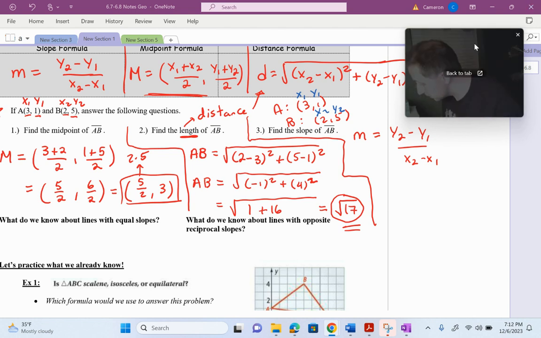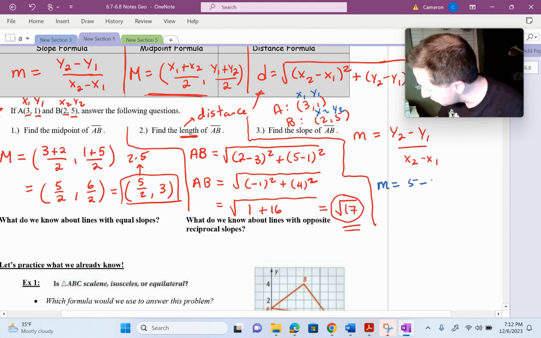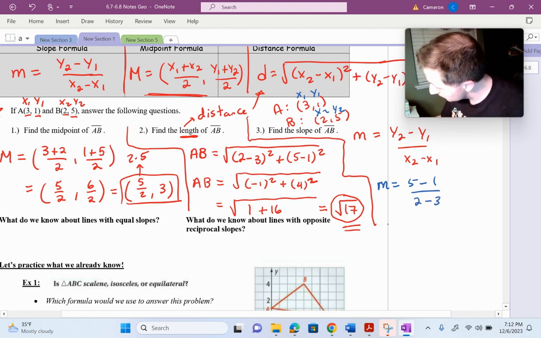Y2 is 5 minus y1 is 1. X2 is 2 minus x1 is 3. And then I'm going to simplify the numerator, I get 4, and I'm going to simplify the denominator, I get negative 1. 4 divided by negative 1 would be negative 4.